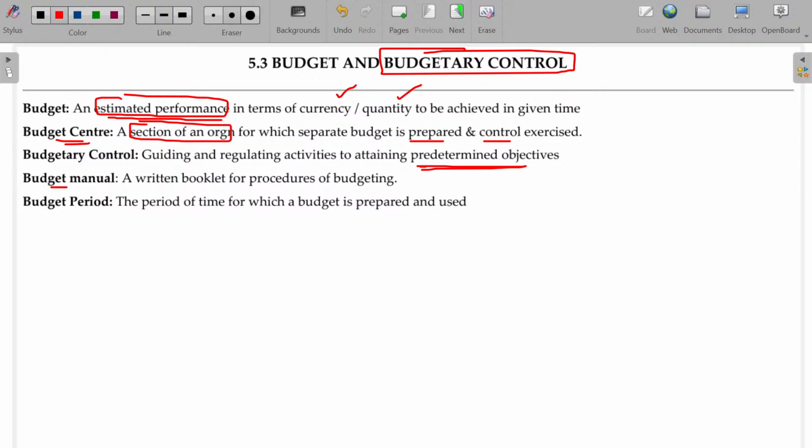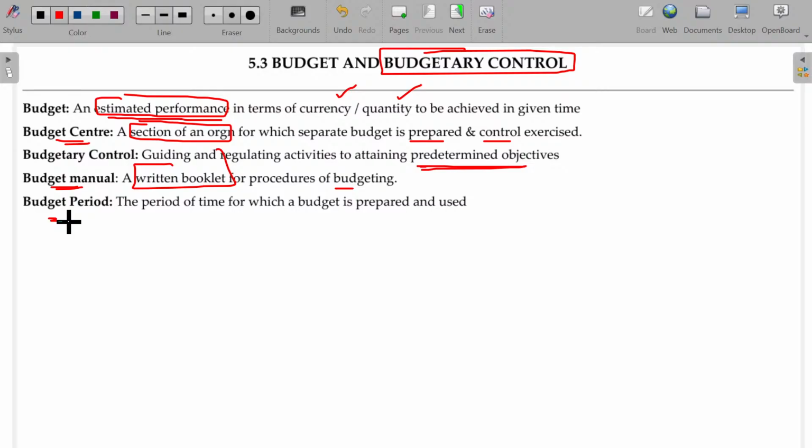Then you have to go for the budget manual. A manual is guidelines. So if you purchase a mobile, there's a manual. Similarly, the budget manual is the guidelines to prepare the budget and all. A written booklet for the procedure of budgeting.